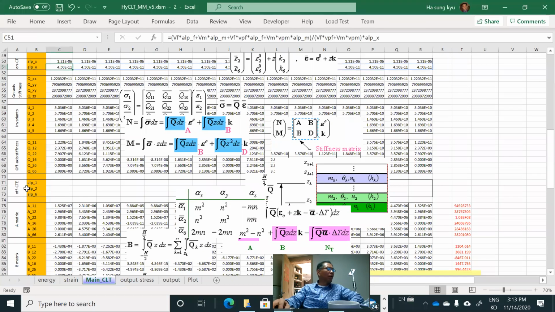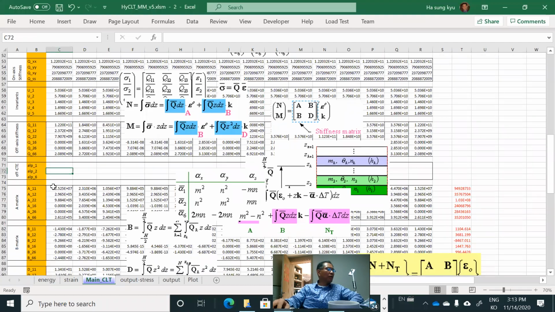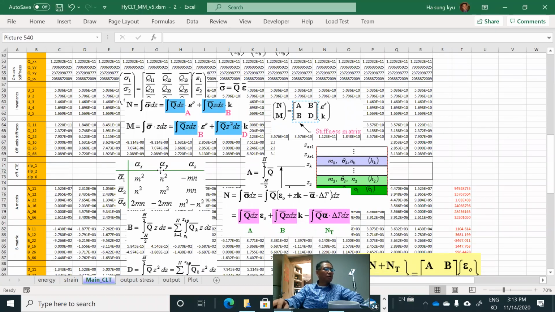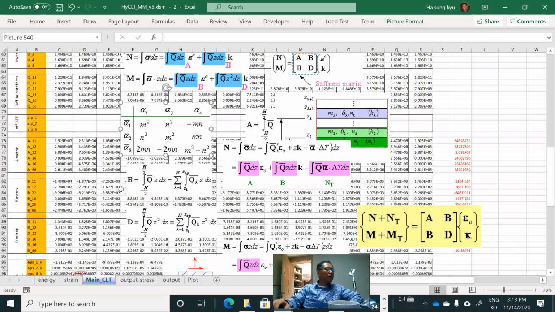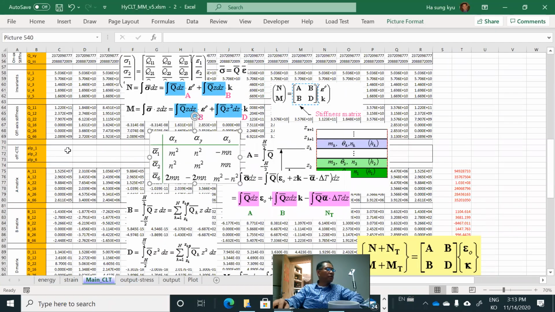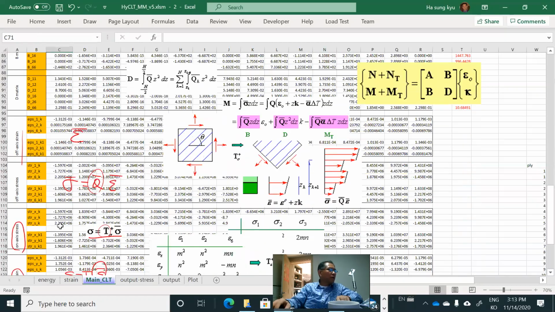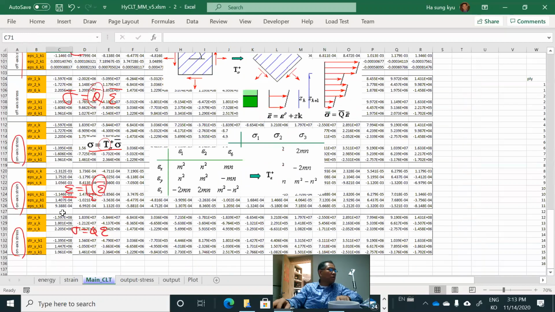Now, alpha 1 to 6 is now calculated from this, and we can just copy the strain transformation, this guy.